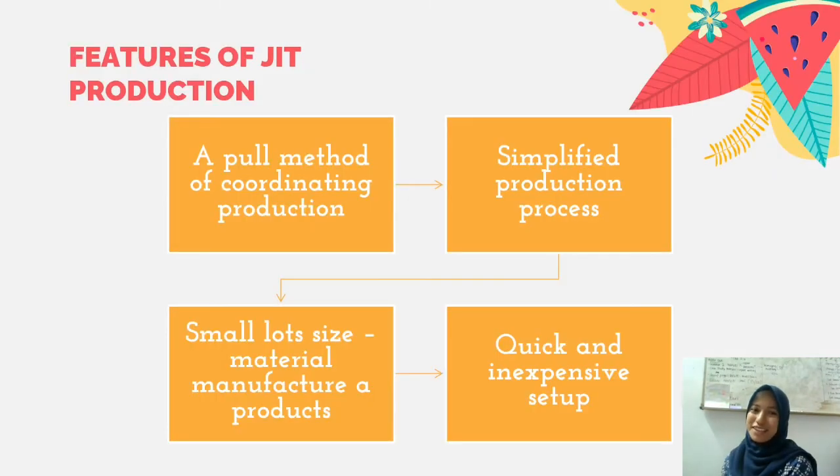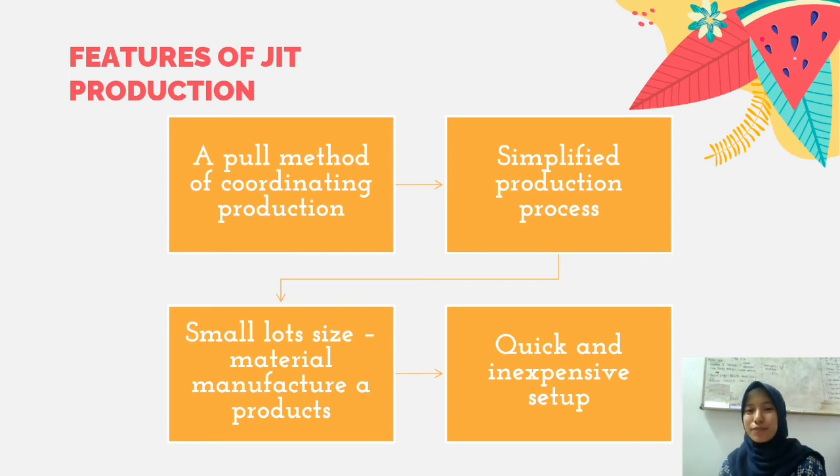Next, features of JIT production. First, a full method of coordinating production. Kanban is a card or visible record that is used to signal a request for the next inventory, next production, which means that no finished goods will be produced until they receive the signals.